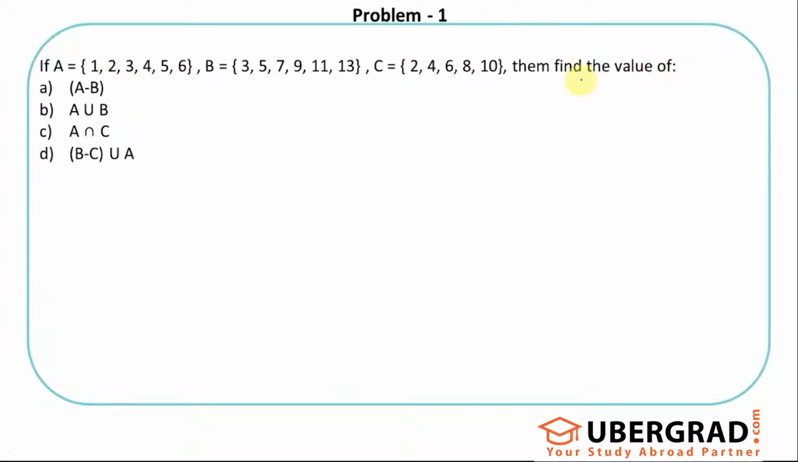Right. So this question is on the very basics of set. So A is 1, 2, 3, 4, 5, 6. B is another set 3, 5, 7, 9, 11, 13. And C is 2, 4, 6, 8, 10. They're asking us to find A minus B.